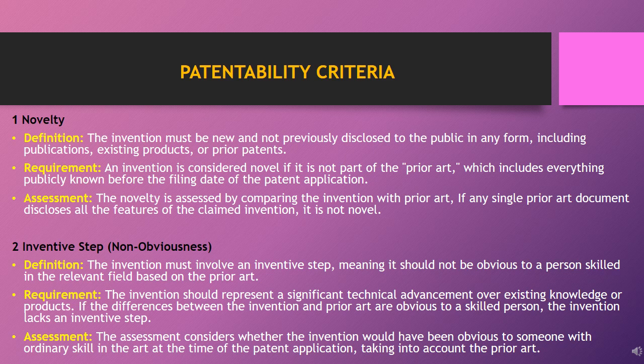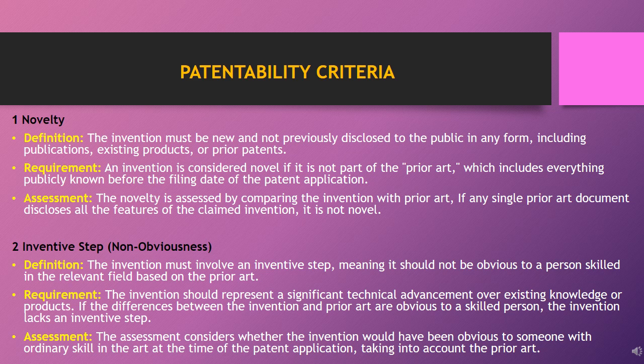And how it is checked? They compare the invention to all known information, which is called prior art, and if they find something exactly like it, then it's not new. Second one is inventive step, that is non-obviousness.